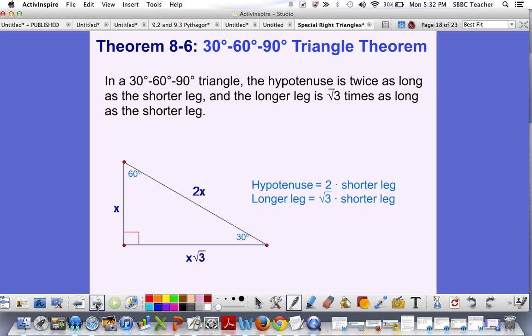So the general pattern in the 30, 60, 90 triangle is that the hypotenuse is twice as long as the shorter leg. So the shorter leg is always x. The hypotenuse is 2x, or twice as long as the shorter side. And the longer leg is radical 3 times as long as the shorter leg, or x radical 3. This is what you need to memorize, that the 30, 60, 90 triangles have this pattern. It's x, x radical 3, and 2x.